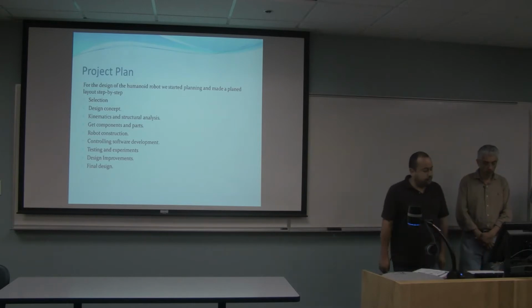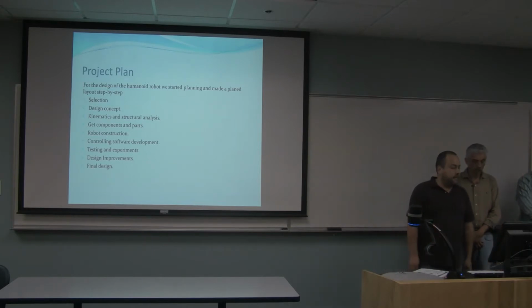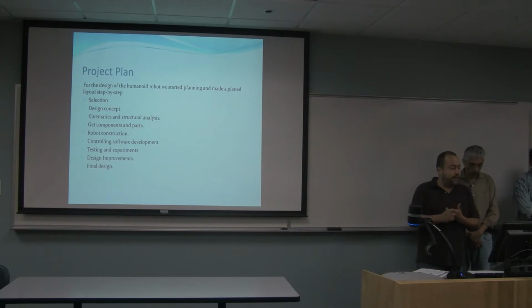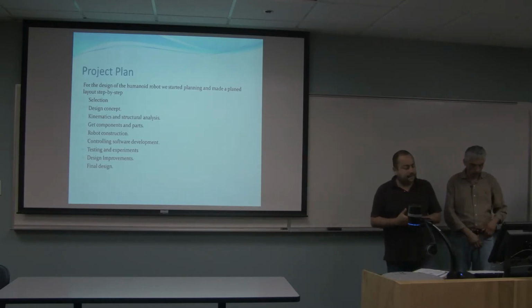When we decided to design the humanoid robot, we started from planning the selection, design concept, kinematics and structural analysis, getting components and parts, robot construction, controlling and software development, testing and experiments, design improvements, and final design.